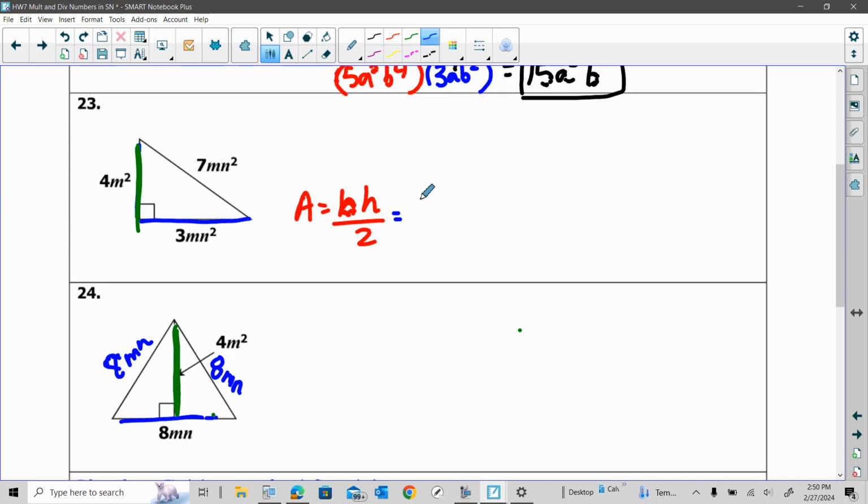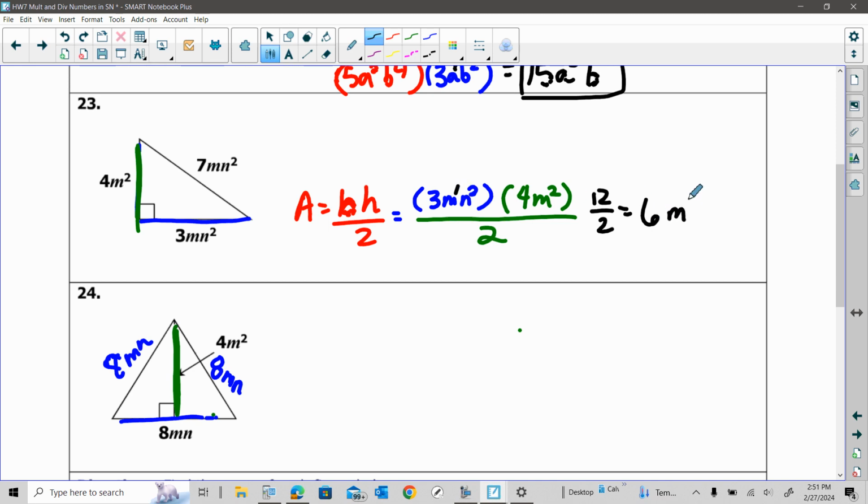Remember, we're just multiplying the base. Like if I can continue, the base is 3mn squared. Our height is 4m squared. We're multiplying them together and then dividing it by 2. So 3 and 4 is 12, but if I divide that by 2, that's 6. Now I have to add my exponents. M to the third and m to the fourth.